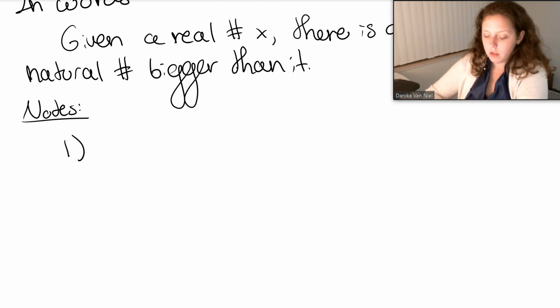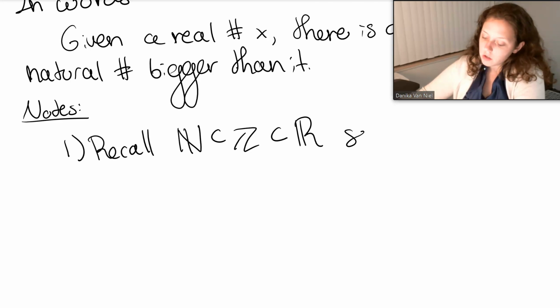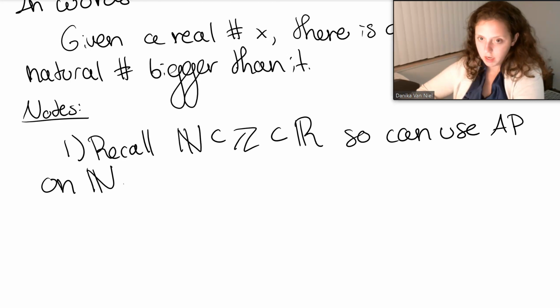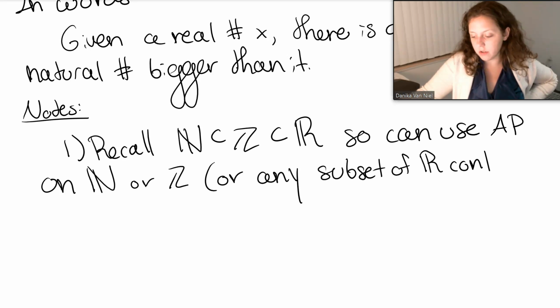First, let's quickly recall that the naturals are a strict subset of the integers, which are a strict subset of the reals. So you can use AP on N or Z, or any subset of R containing the naturals.